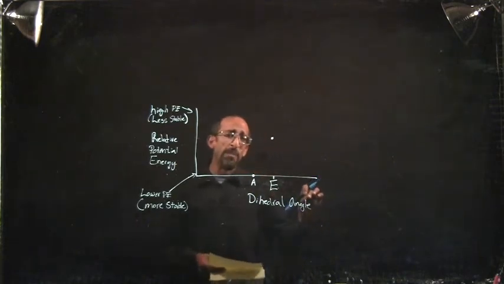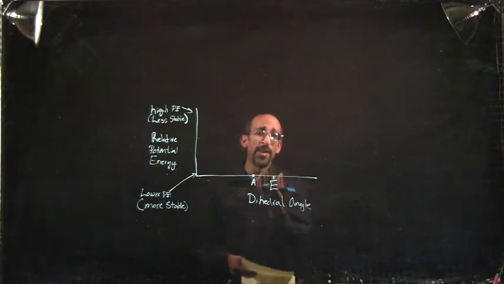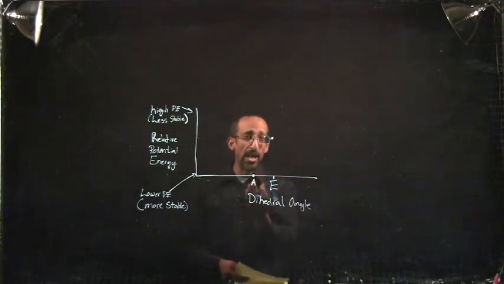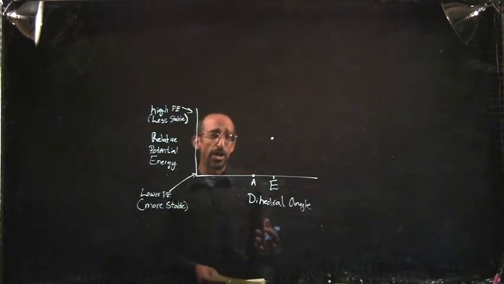Moving forward from my eclipsed, for butane, placing a hydrogen and a methyl group eclipsing each other, the next conformation I get is a gauche conformation.